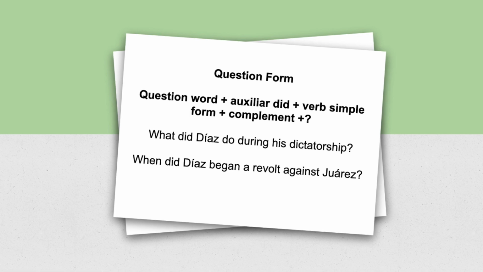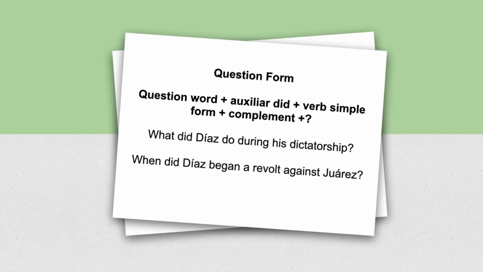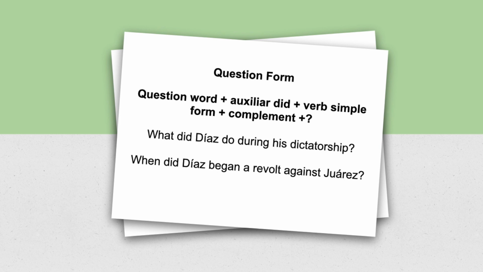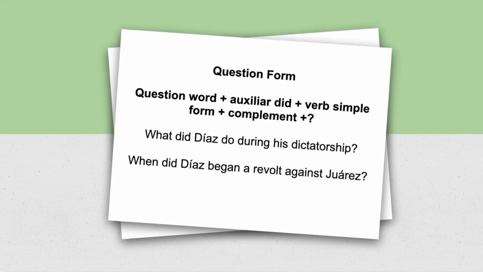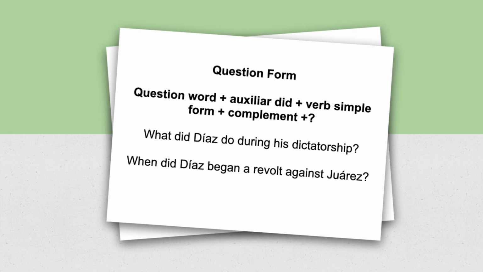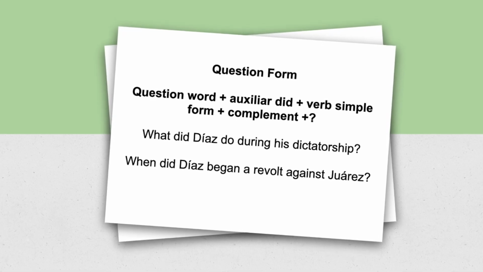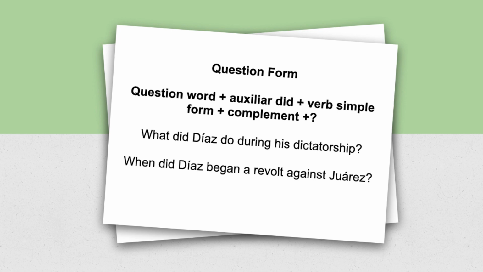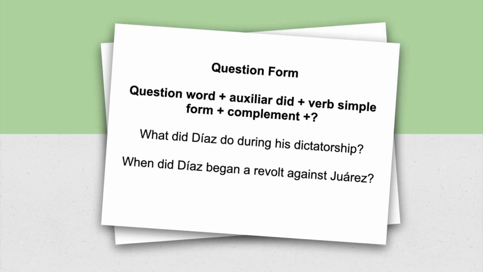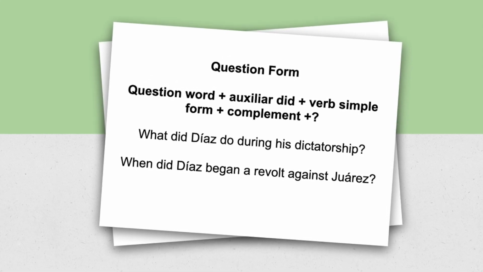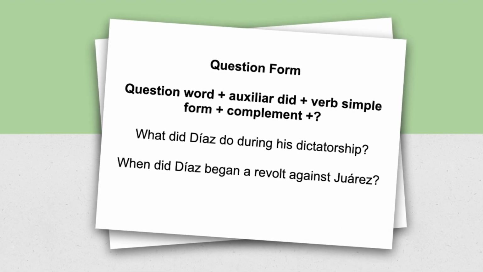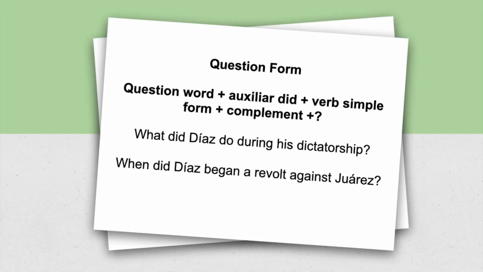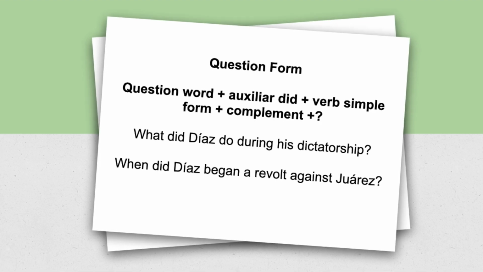And the question form. When we are doing questions in simple past, we are going to use a question word plus the auxiliary did plus a verb in a simple form plus complement plus question mark. You have here two examples. What did Díaz do during his dictatorship? And when did Díaz begin a revolt against Juarez? These two questions are examples of question form in simple past.